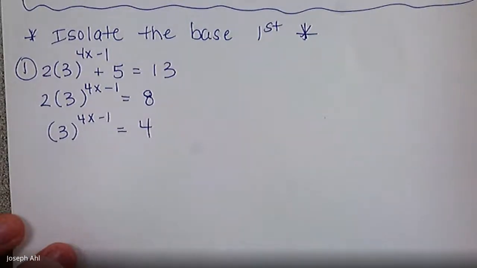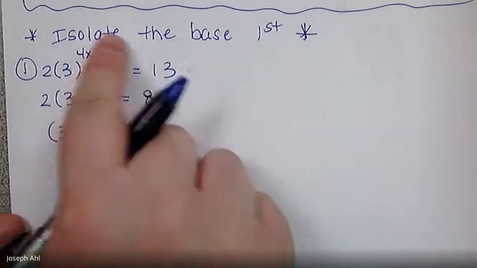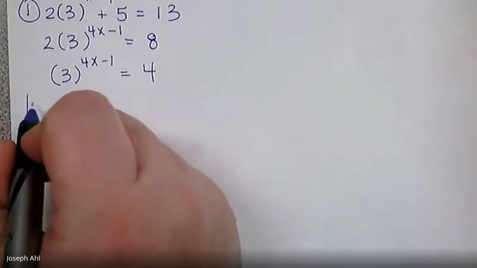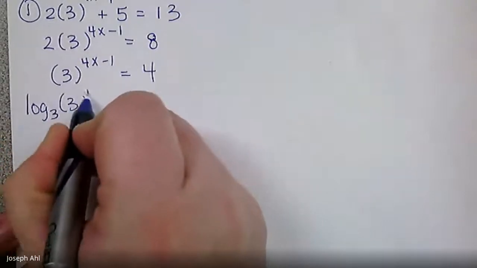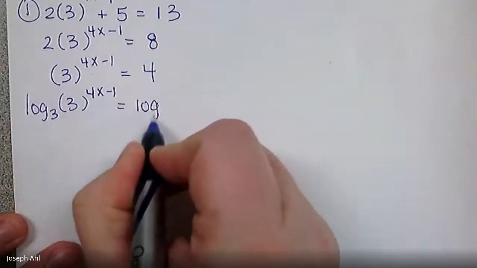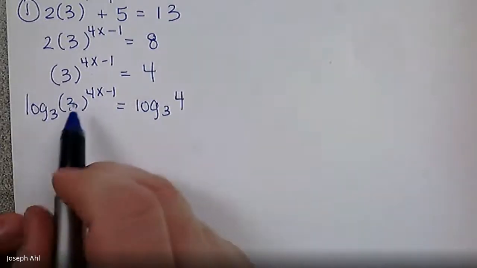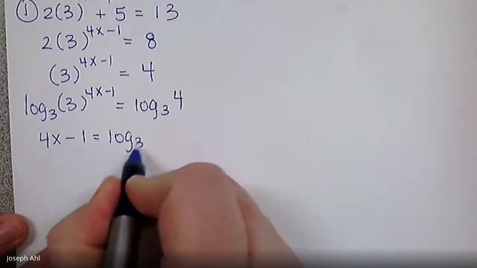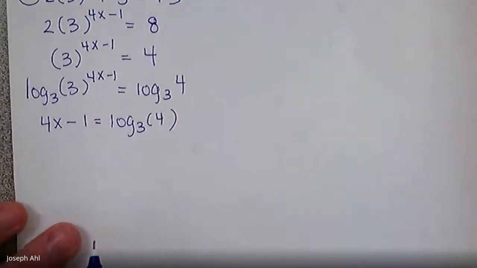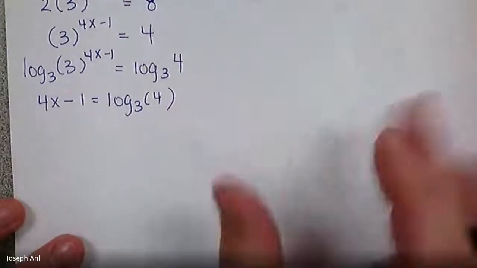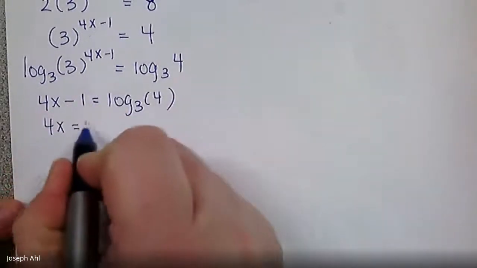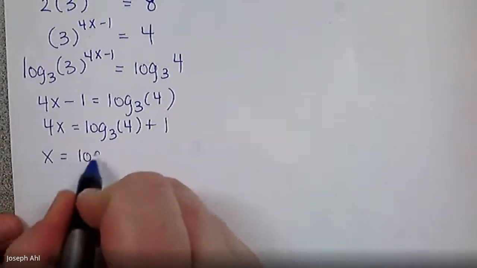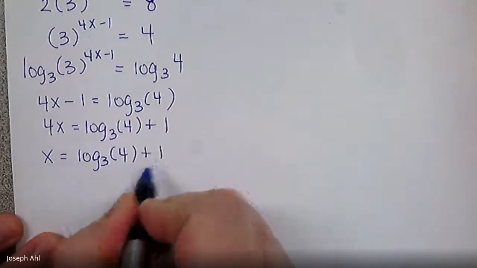All right, and once you get down to the step where you've now isolated the base, now you can introduce a log. So let's take, if it's base 3, log base 3 of both sides. So here we get log base 3 of 4. Log base 3 of 3 to a power is the power, 4x minus 1. Okay. And then 2 more steps to get x alone. We're going to add the 1 to the other side. Log base 3 of 4 plus 1. And then finally divide both sides by 4.